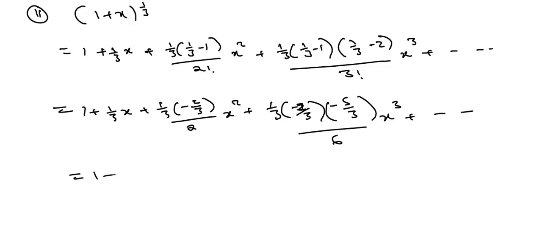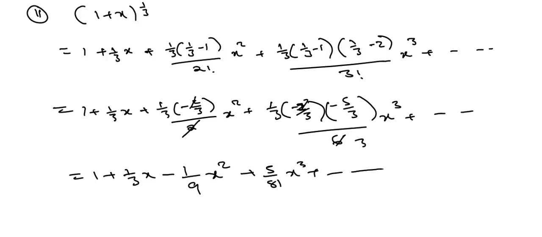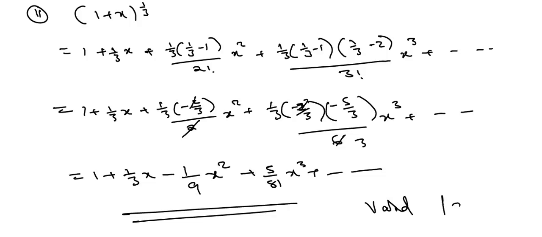then this will just be 1 plus 1 over 3x. Here we can cancel this 2 and this 2 there on top, so we'll just get a negative 1 over 9 x squared. Here we can just get the 2 there, that's going to give us a 3. We're having an 81. This is plus 5 over 81 x to the power 3. So this is what you'd get. Then the valid region will still be modulus of x, then less than 1. This is basically what you get.